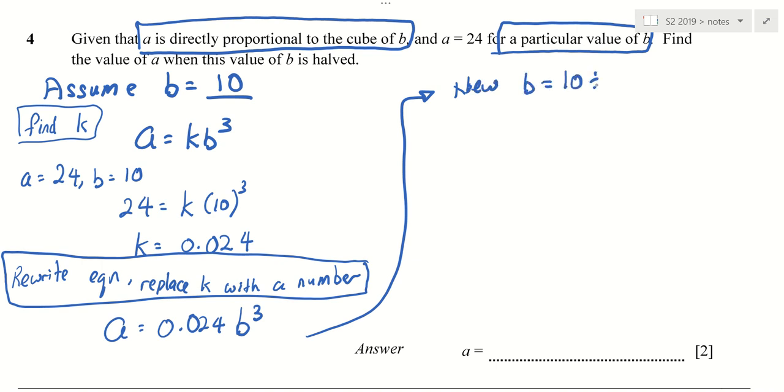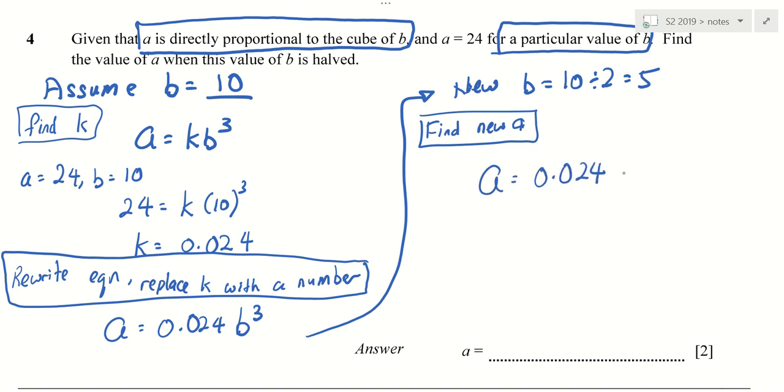So what do you do? You will try and find new A. Okay? Then after that, what do you do? A is equals to 0.024 times 5 cube. Answer is 3. So if you use any number, you assume B is any number, it is always the same answer.